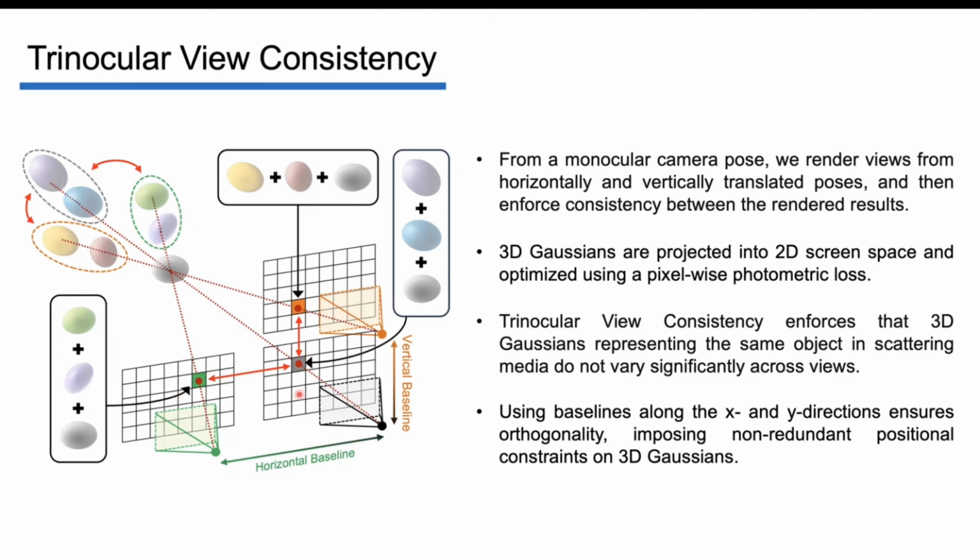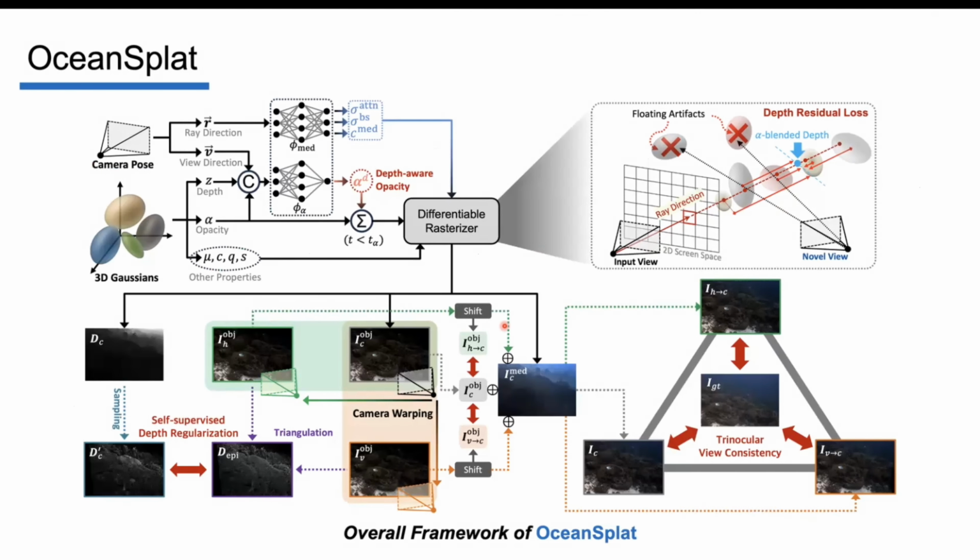In 3D Gaussian splatting, 3D Gaussians are projected into 2D screen space and optimized using a pixel-wise photometric loss. By applying these losses across the trinocular views, we encourage Gaussians representing the same object in scattering media to not vary too much across different camera rays. And using an orthogonal baseline along the x and y provides non-redundant geometric constraints, which significantly improves multi-view geometric consistency in 2D screen space. By incorporating this trinocular view consistency, we propose OceanSplat, an effective framework for underwater scene reconstruction.